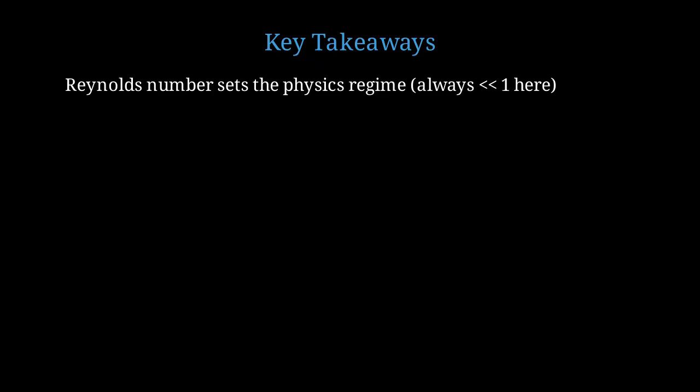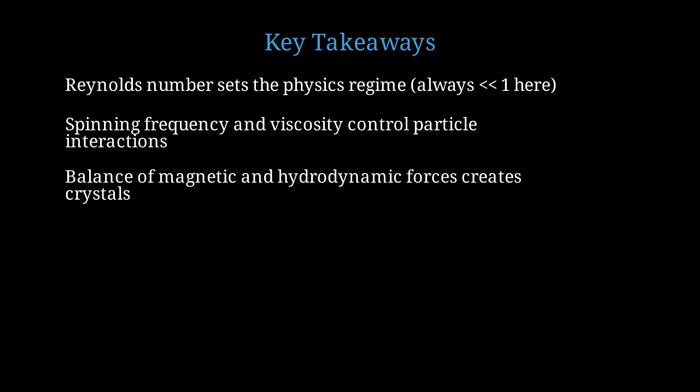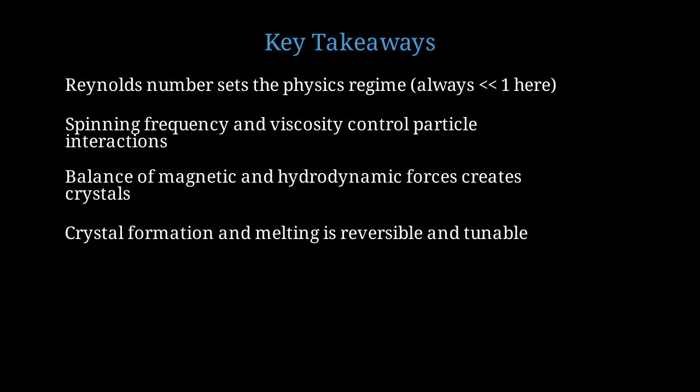Let me summarize the key concepts we've covered. First, the Reynolds number determines whether inertia or viscosity dominates. For microparticles, we're always in the low Reynolds regime, where viscosity dominates. Second, the spinning frequency and fluid viscosity control the strength of hydrodynamic interactions between particles. Third, dynamic colloidal crystals form when magnetic attractions balance hydrodynamic repulsions from spinning. Fourth, crystal formation and melting is completely reversible. We can tune it by changing frequency, viscosity, or concentration.